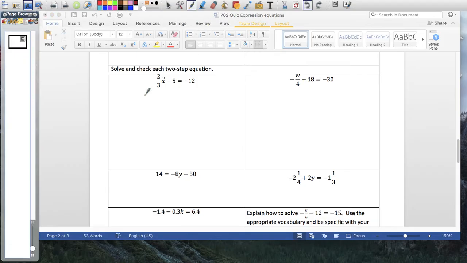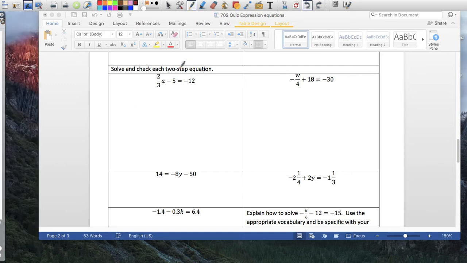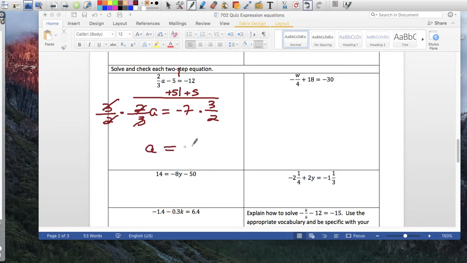Let's do this. So it's a solve and check. It's going to be plus 5, plus 5. So we get 2/3 A equals negative 7. We're going to multiply this by the reciprocal, right? Divide by 2/3 is the same thing as multiplying by 3/2. So this all becomes 1, which is beautiful, and I want my variable all by itself. Over 1, nothing to simplify, negative 21 over 2.